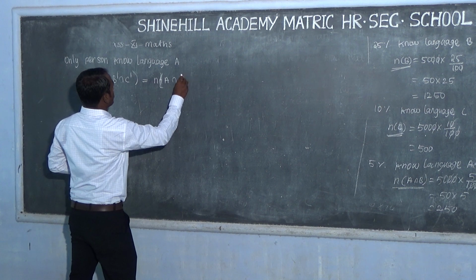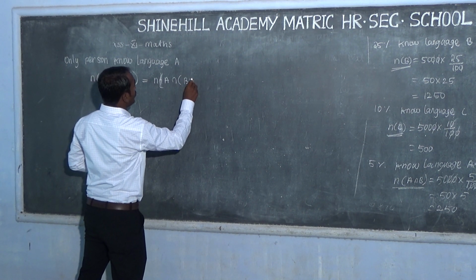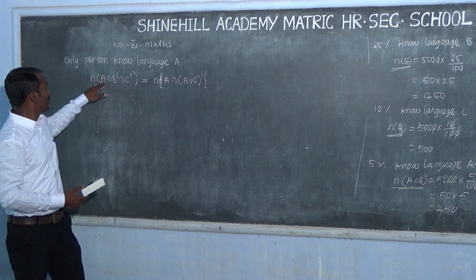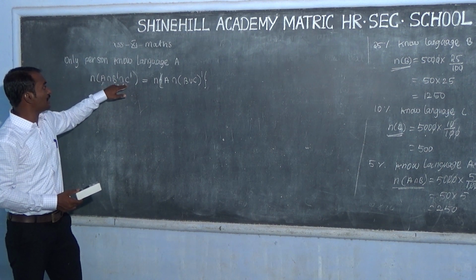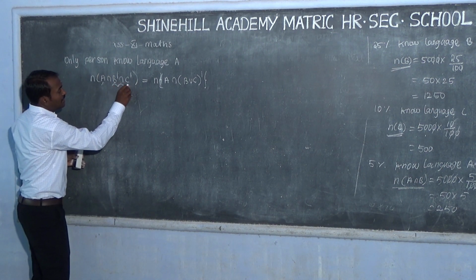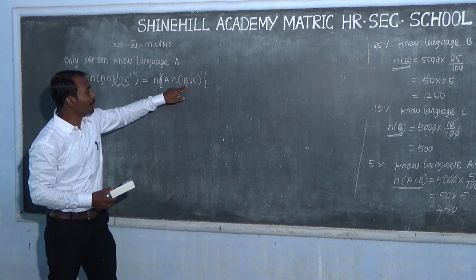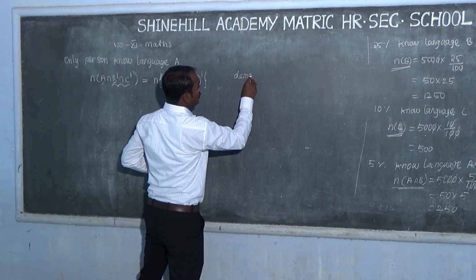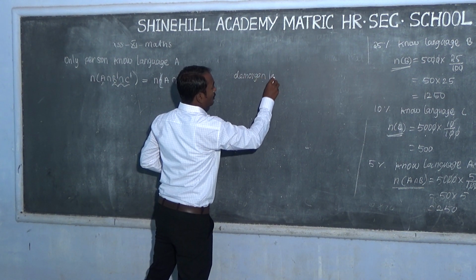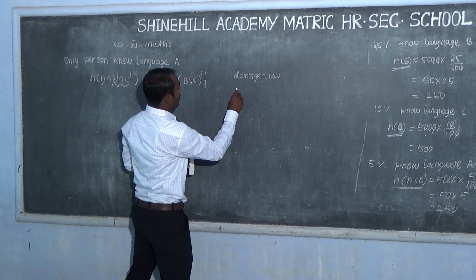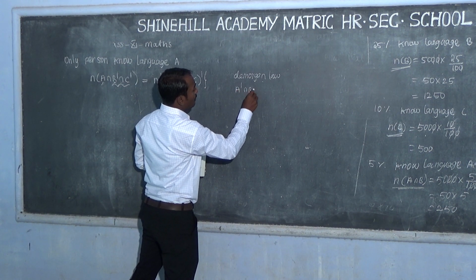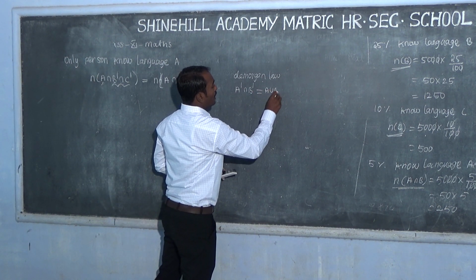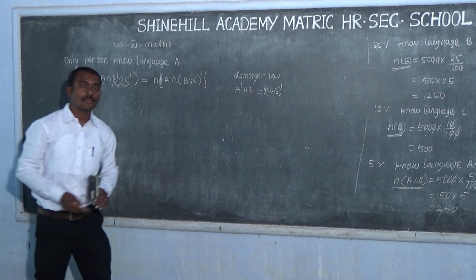Before that, B union C the whole dash. Okay, we can write n of A intersection B intersection C dash. The B dash intersection C dash, we can write as B union C the whole dash. This is De Morgan law. Refer the De Morgan law: A dash intersection B dash is equal to A union B the whole dash.